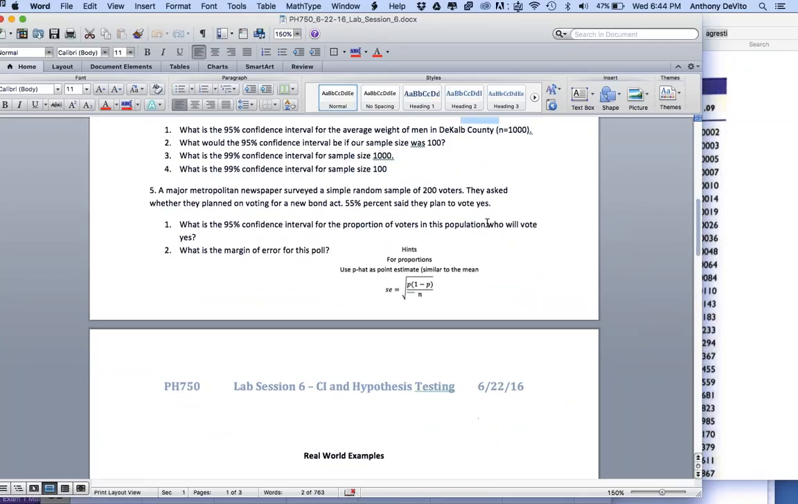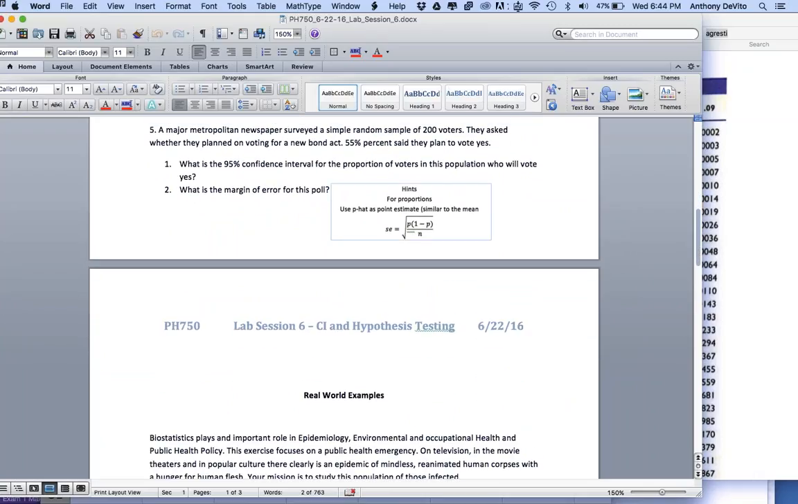Okay, so let's move on to this next problem. And you guys remember when we talked about the binomial distribution?